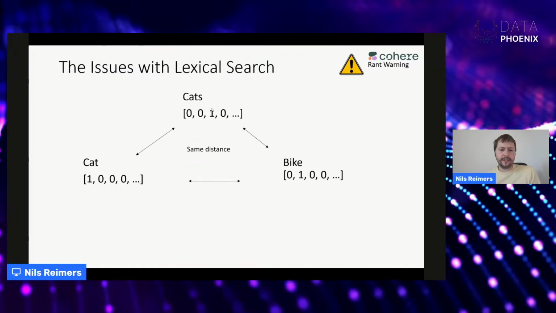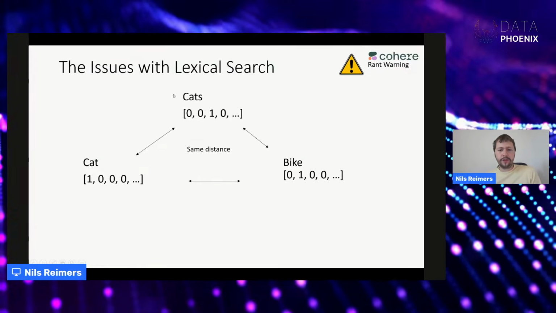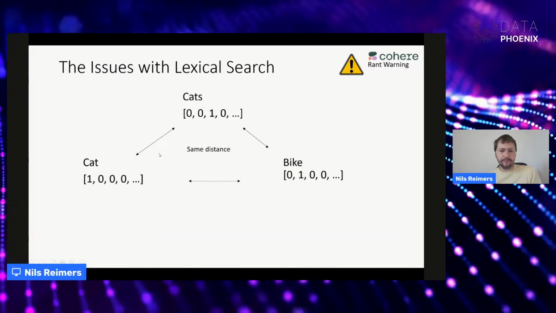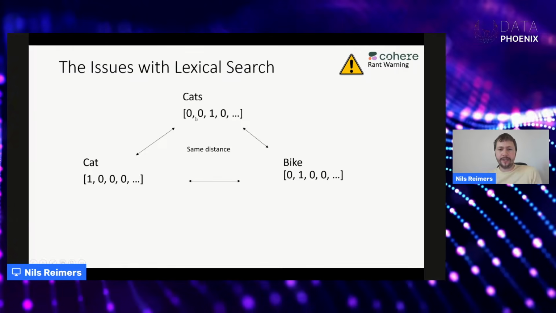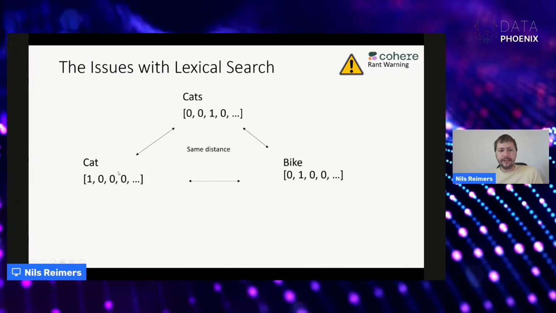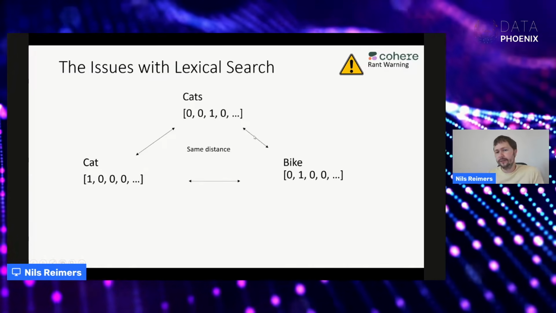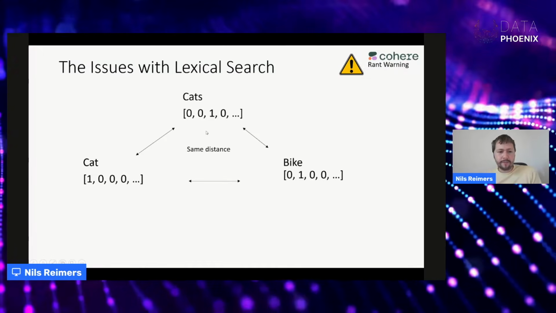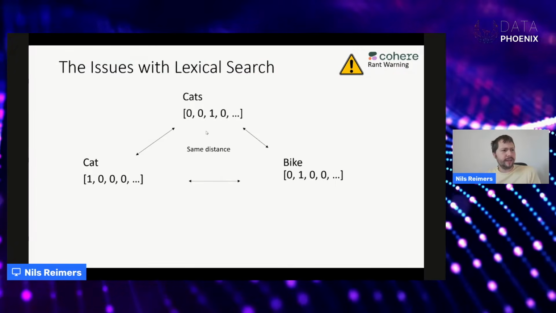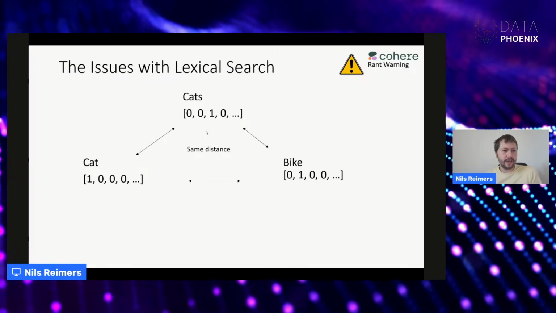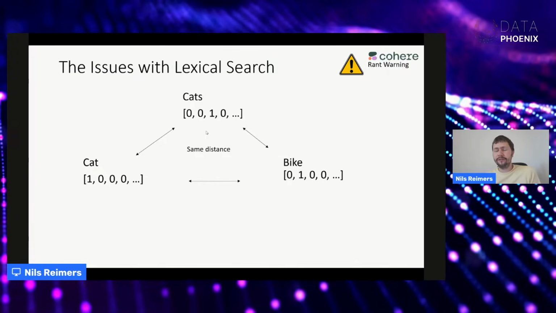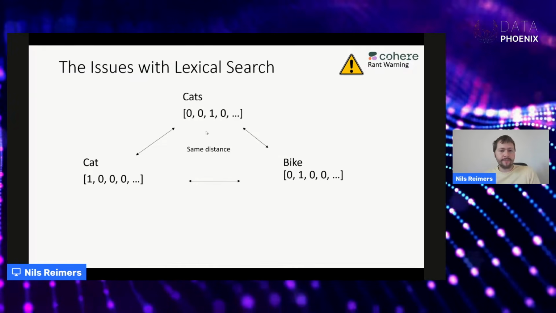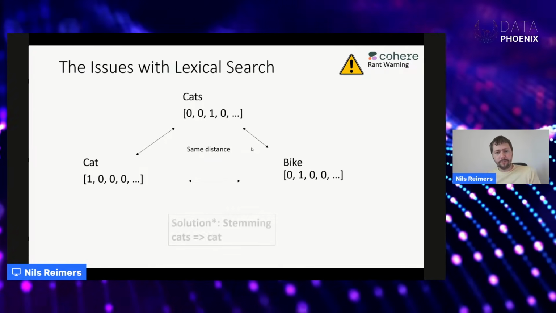The issue here is that these words all have the same distance. So the distance from cats to cat is the same, in terms of Hamming distance, like a Hamming distance of 2, and cat to bike is also a Hamming distance of 2. So all of these have the same distance, but obviously it doesn't really make that much sense. If I search for cat, there might be a relevant document that contains the word cats, which I also wanted to see. A common approach here is more of a hack.